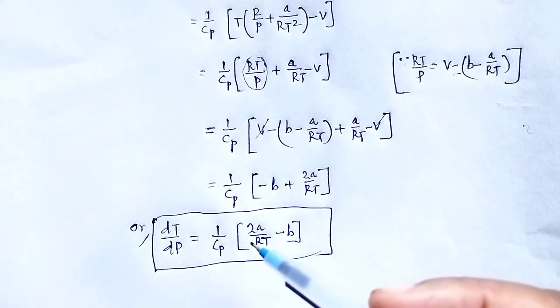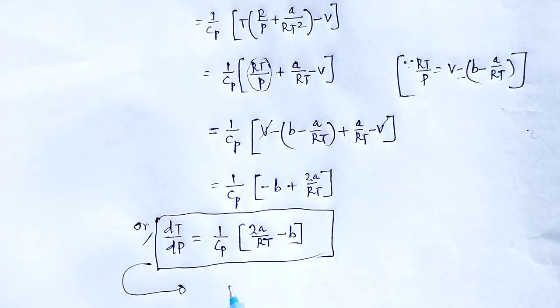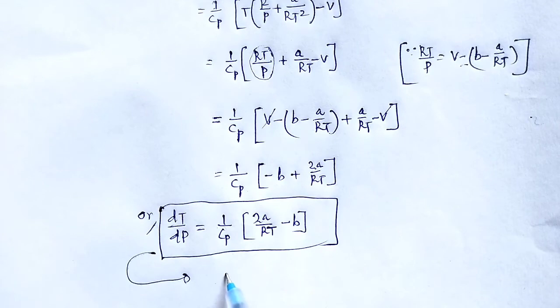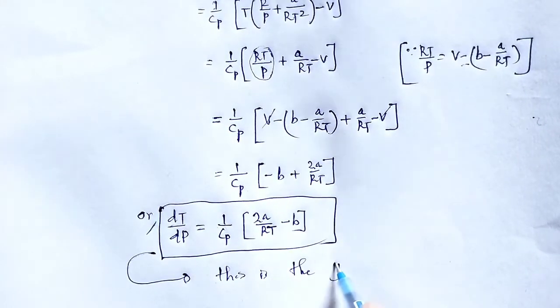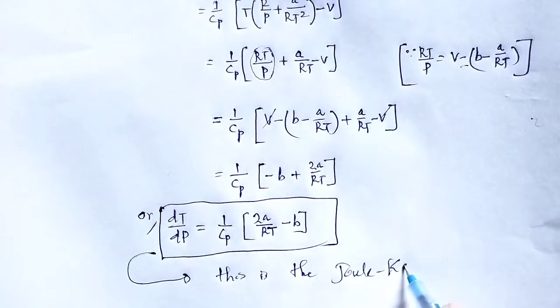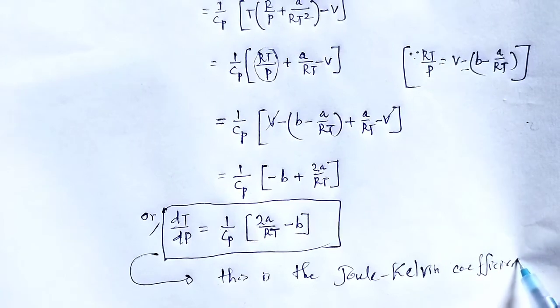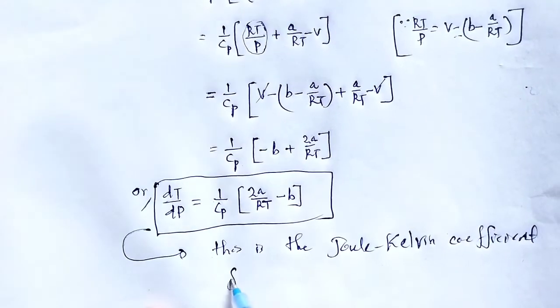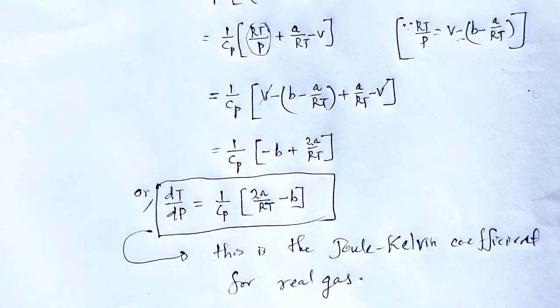This is the Joule Kelvin coefficient for actual gas, or we can say the real gas, that is the Joule Kelvin coefficient for real gas or actual gas, or we can say the Van der Waals gas.